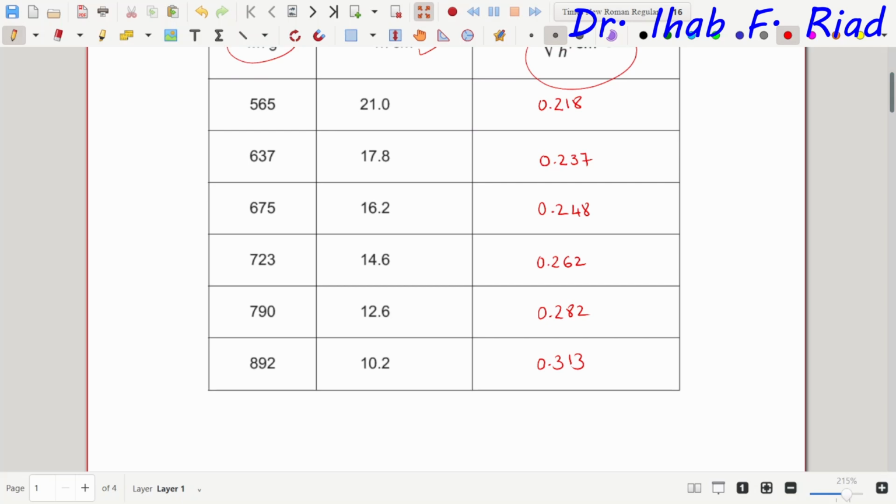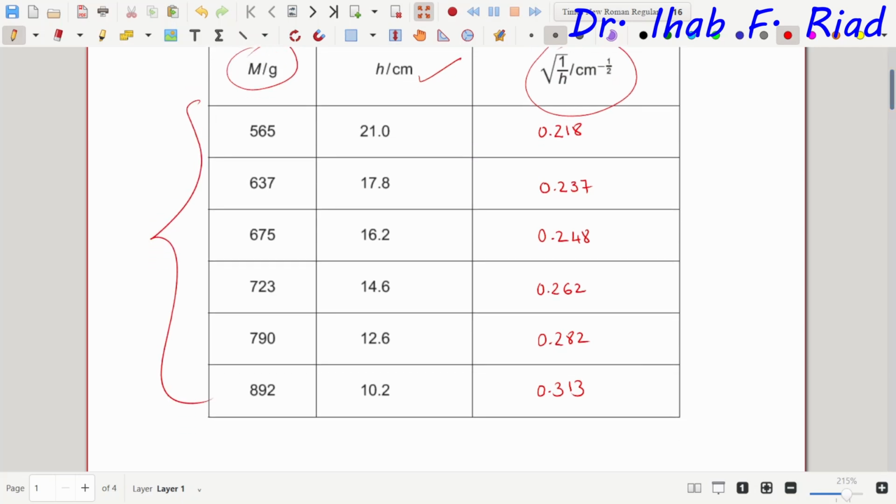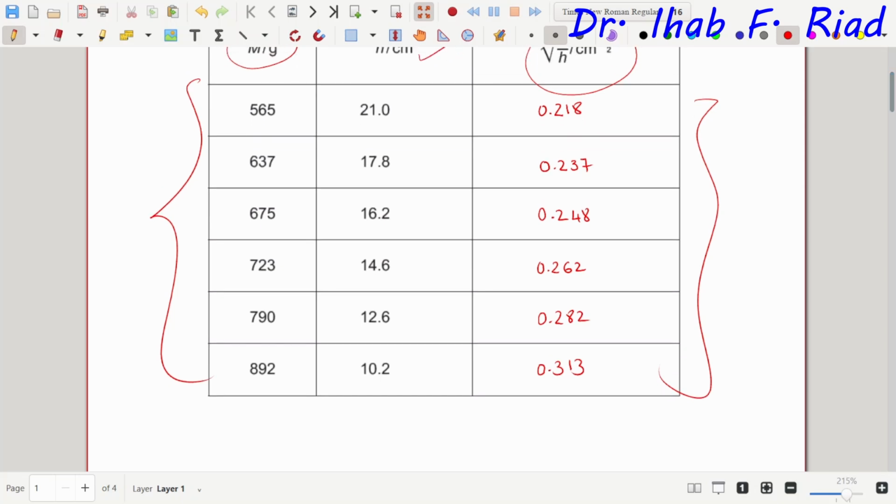Now, first let us have a look at the data that we are going to represent on the x-axis. We were asked that on the x-axis we should represent this column of m, and on the y-axis the square root of 1 over h. If we take a look at the data on the x-axis, it starts at 565 and goes all the way to 892. So the minimum value we are going to represent on the x-axis is 565, and the maximum is 892.